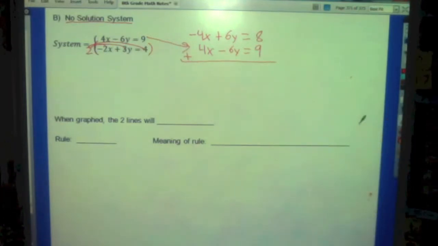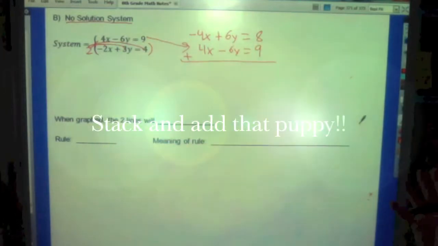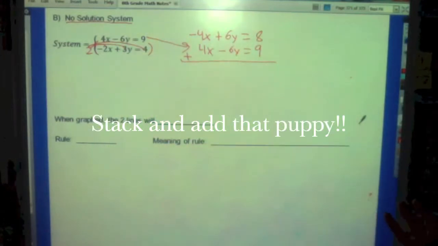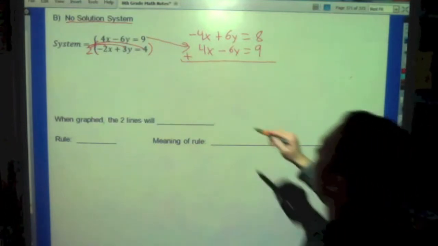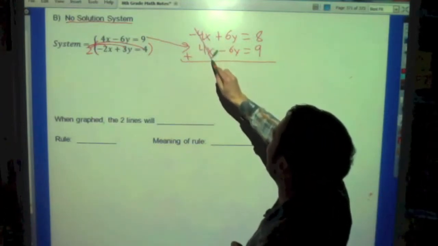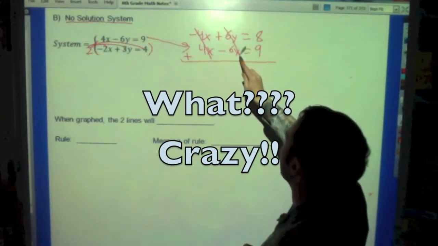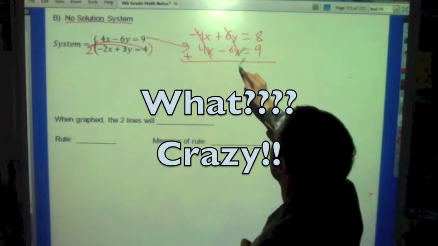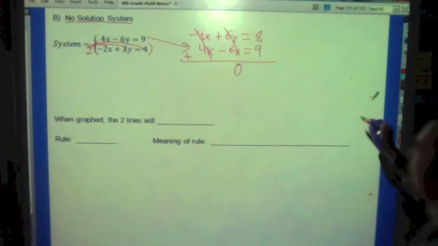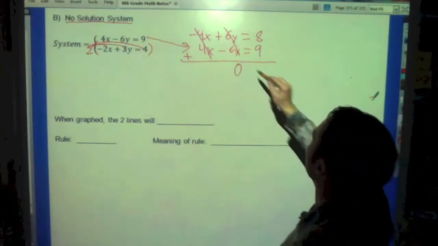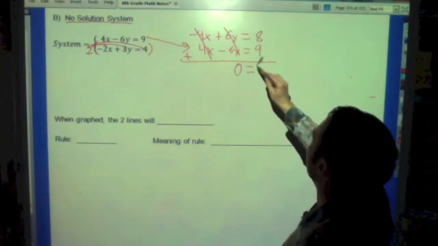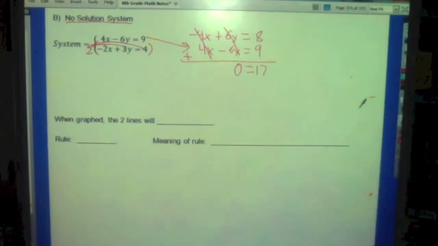Okay, so I got them stacked up. Now I'm going to add them together. And what's going to happen, you may have looked at it already and seen what's going to happen, is both our x's and y's cancel out. Our 4x's are going to cancel out. Our 6y's are going to cancel out. So we're left with 0 on this side. We have no more x's. We have no more y's. And we get 17 on this side.